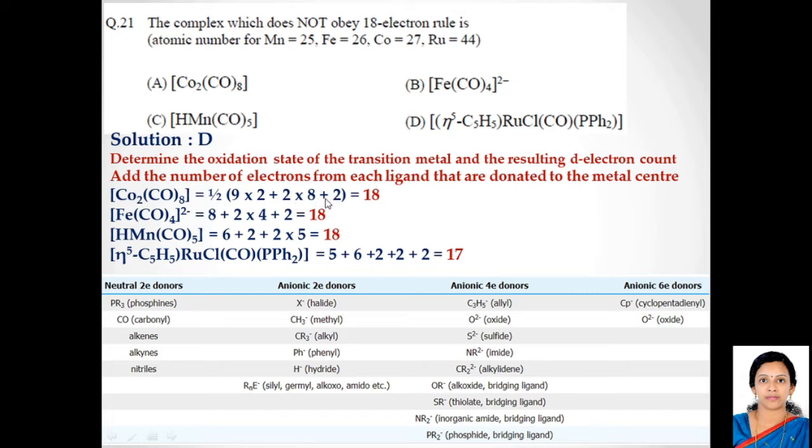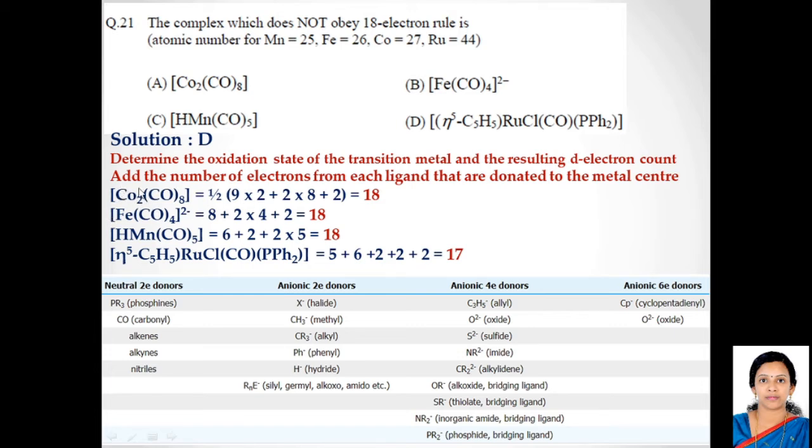And then to that you have to add an extra 2 electrons, because in this complex there are 2 cobalts and there is a cobalt-cobalt bond between them, which involves 2 electrons. So you have to add those 2 electrons also, and then you divide the whole thing by 2, because you have to find the number of electrons around each cobalt metal. So the overall count you divide by 2.